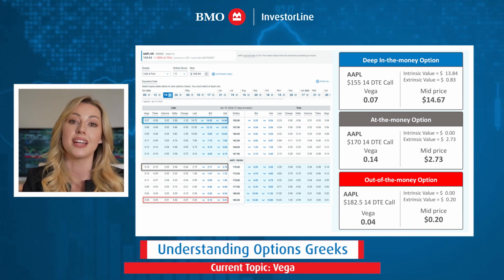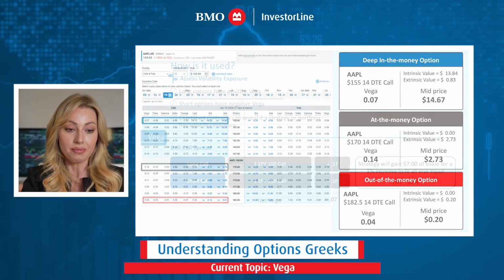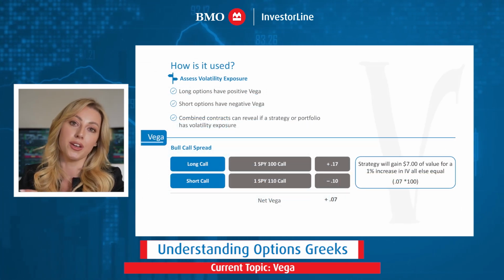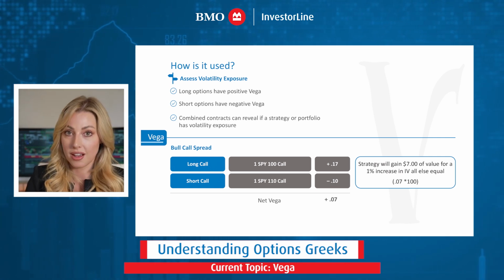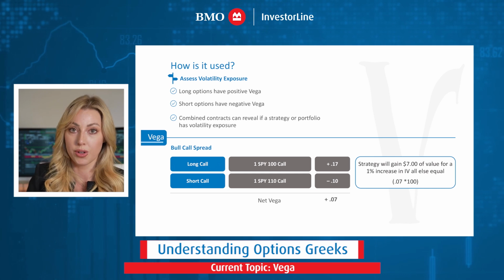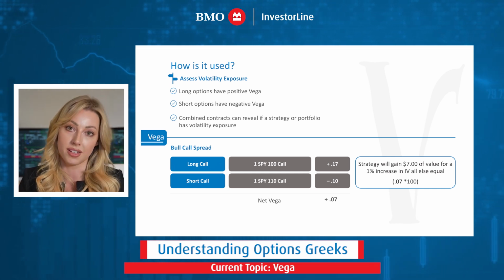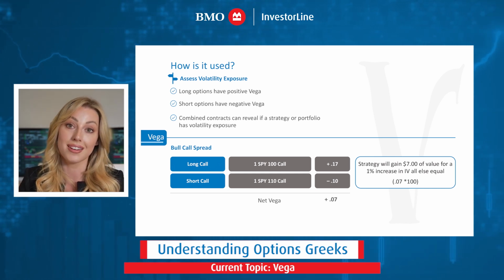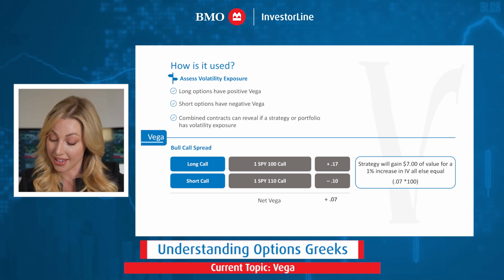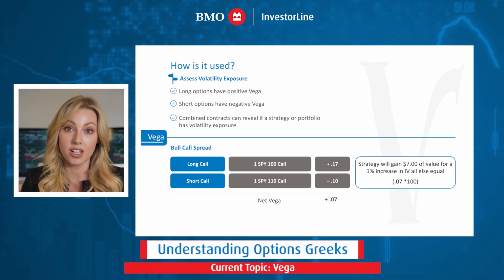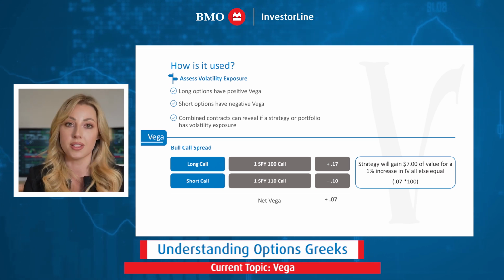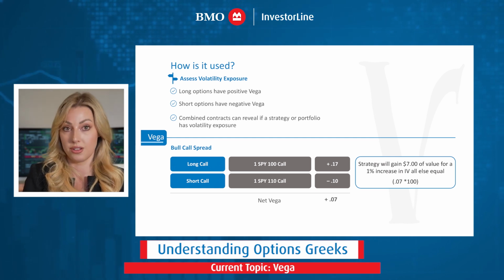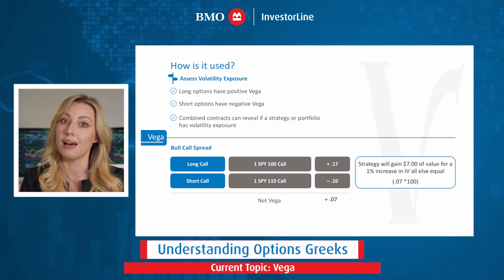And now we want to understand exactly how it is positioned. So how would we actually use that and position accordingly? Well, long options are going to benefit from an exposure to an increase in implied volatility, whereas short options, not necessarily so much. And again, you can combine your strategy, you can combine your entire portfolio and understand, do I have positive or negative exposure to volatility? If there is an increase in volatility, is that good for me or is that bad for me?